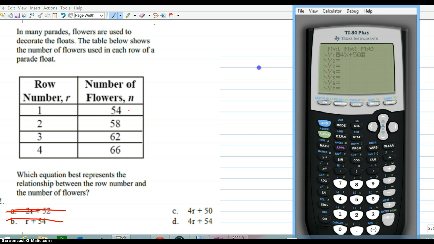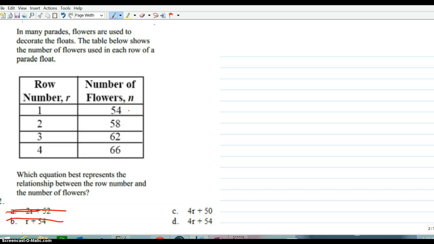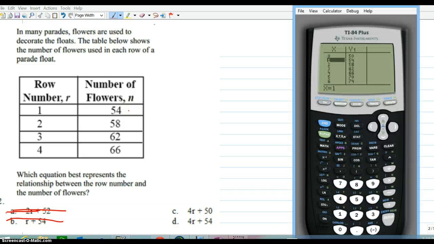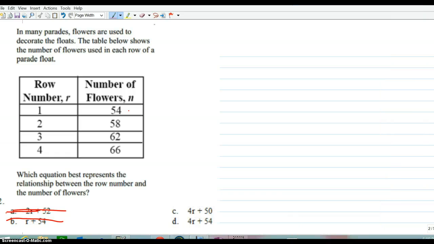Second graph. And I see that when I plug in a 1, I get out 54, which works. When I plug in 2, I get out 58, which works. When I plug in 3, I get out 62, which works. And when I plug in 4, I get out 66, which also works. So my answer should be C.